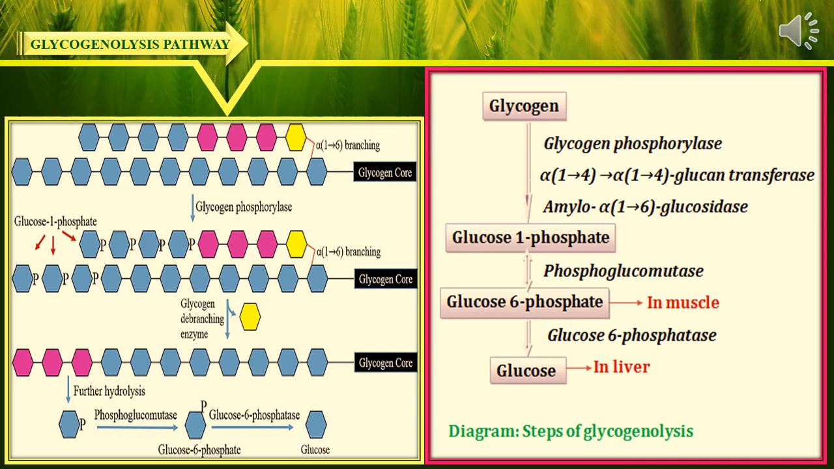Then by means of the glycogen debranching enzyme, the branching in the glycogen molecule is removed, and only the chain form of glycogen remains. Then by means of hydrolysis, glucose 1-phosphate is formed. Then by means of phosphoglucomutase, glucose 6-phosphate is formed, and from glucose 6-phosphate, glucose is formed. Glucose 6-phosphate is the product in muscle, and glucose is formed in the liver.